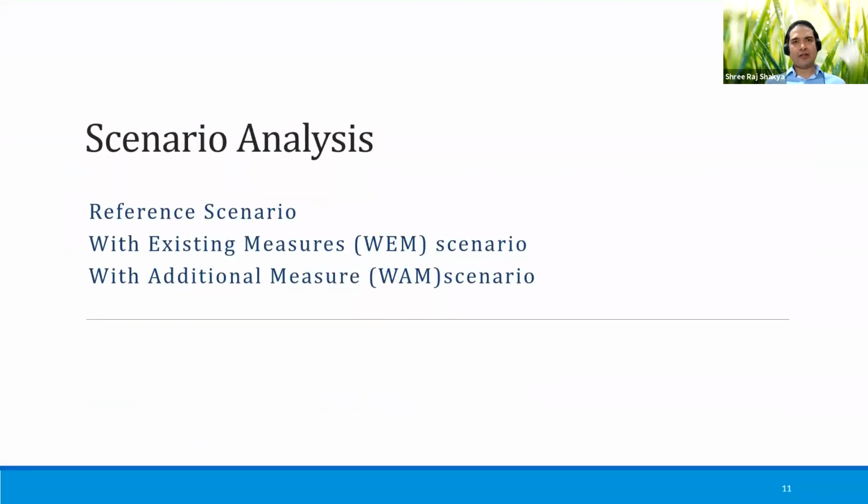So while doing scenario analysis, altogether 3 major scenarios have been analyzed. So first one is reference scenario, where it has been assumed that there won't be any policy intervention to mitigate GHG emission. And another scenario is with existing measures, WEM scenario. In this scenario, it has been assumed that GHG mitigation measures, which have been already mentioned in the existing policy documents, have been considered. And another one is the optimistic scenario with additional measures. Here, the additional mitigation measures have been considered, which have been already practiced in other parts of the world.